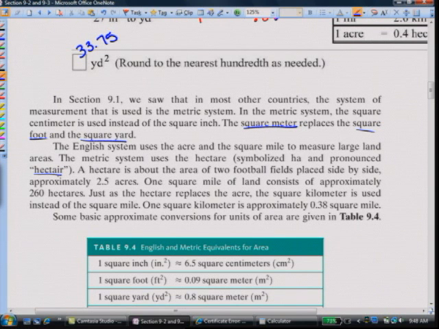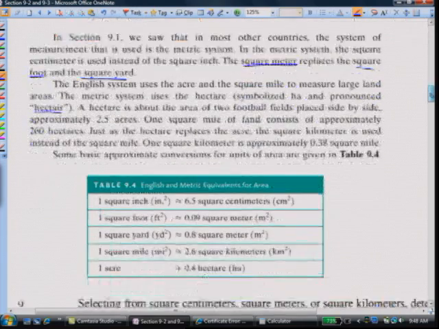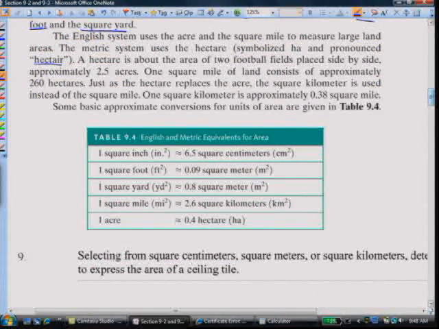Some basic conversions for the units of area are given in the table. So we have what a square inch is, a square foot and a square yard. Notice they're both in square meters. A square mile, and then an acre compared to a hectare. And it's ha. HA is the abbreviation for it.